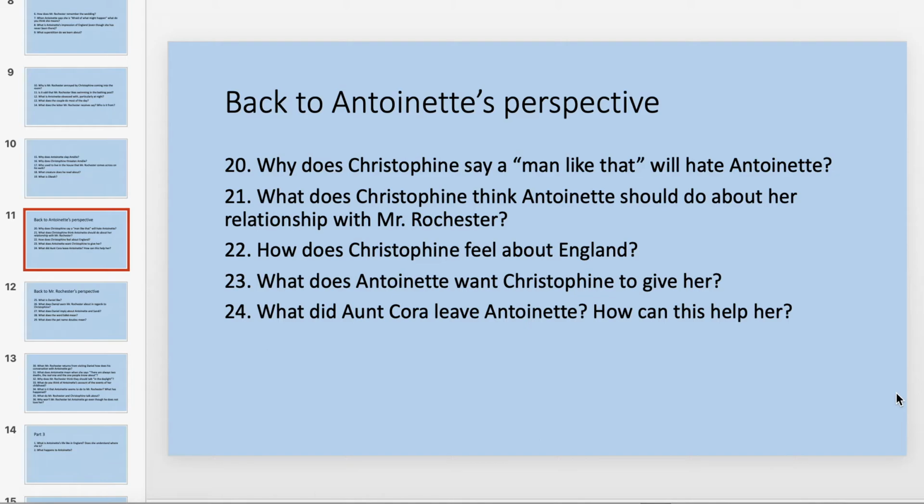Rochester? So Christophine suggests that she leave, that she say she's going on a vacation, go to another town, and then slowly pull away from him that way to dissolve their relationship. Going on to 22, how does Christophine feel about England?